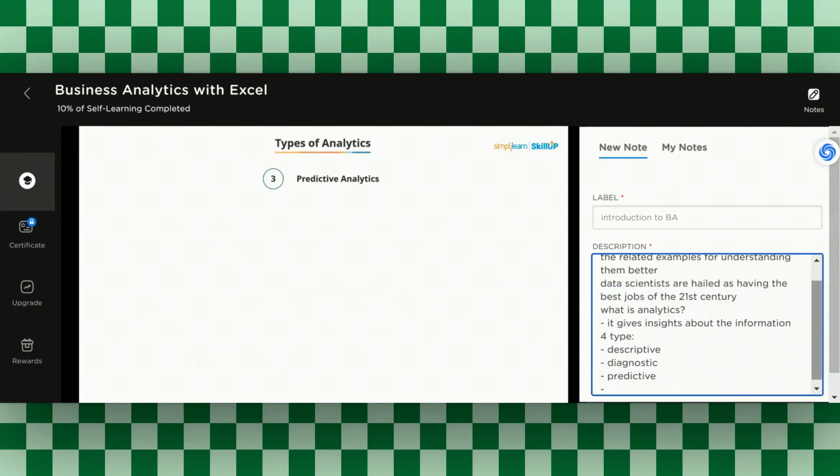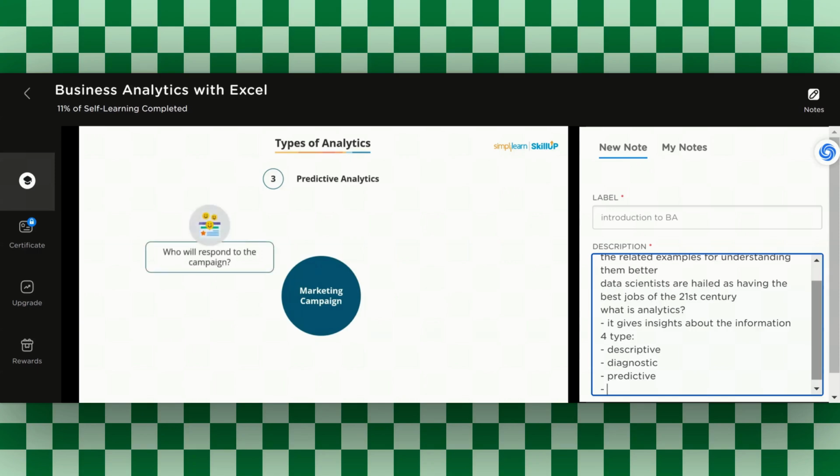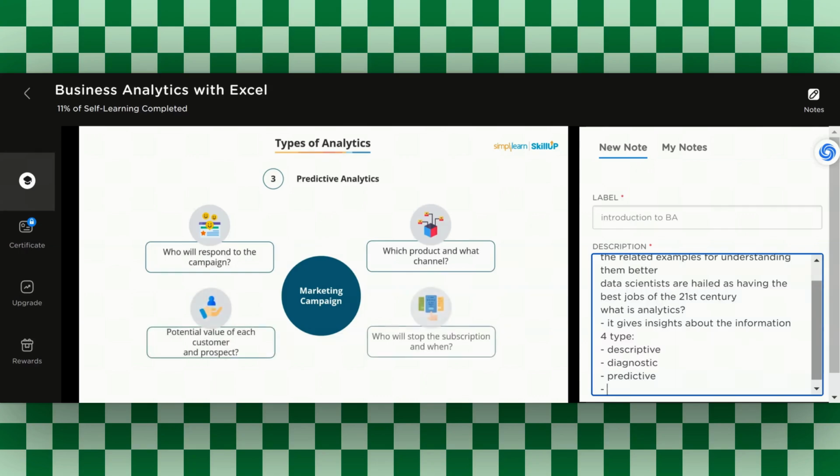Here's an example of doing predictive analytics for a marketing campaign. It will look for answers to the following questions. Who will respond to this campaign, for what product and through which channel? What are the potential values of each customer and prospect? Who will stop the subscription of the services, and when would that happen?